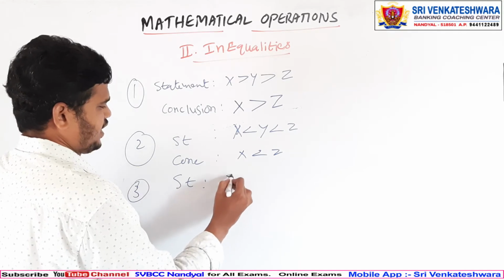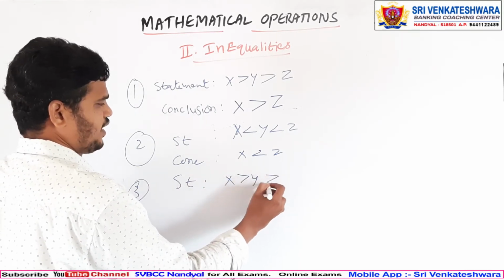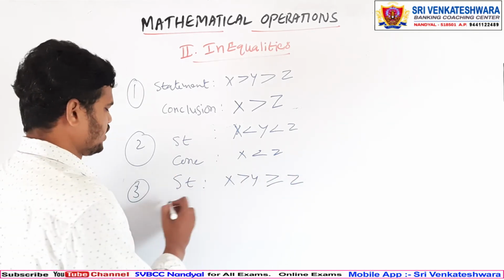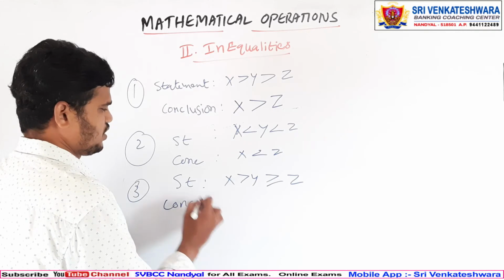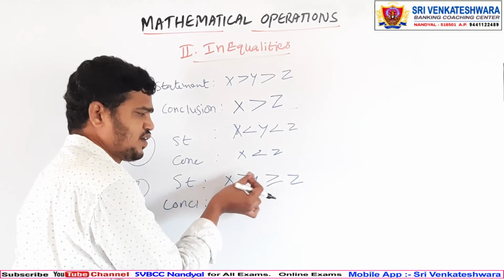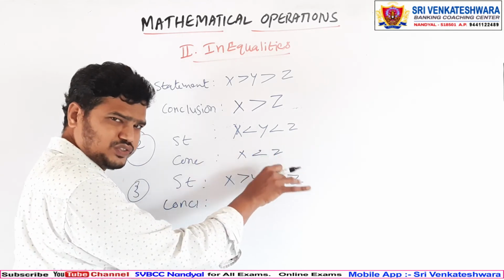Statement here: x greater than y, y greater than or equal to z. How can we write the conclusion for this one? See, x is greater than y, x is larger than y. So y is larger than or equal to z.